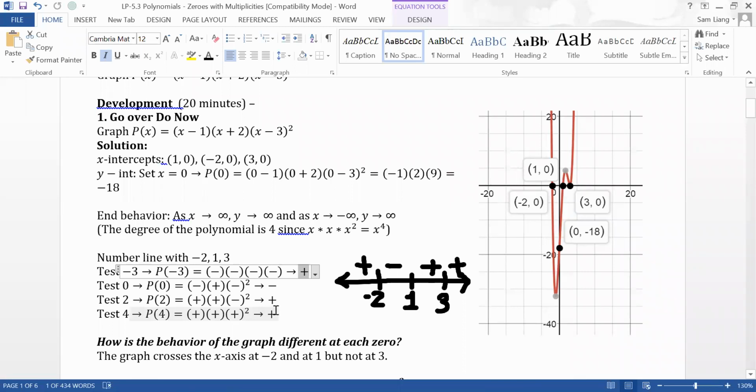positive number. Okay, so for the sake of your graph, with all this information that we have examined, we will plot the x-intercepts, negative 2, 1, and 3, which are here. And then the y-intercept is negative 18, which is here. And then the end behavior, we know that it goes to positive infinity in both directions. And then it's positive, negative, positive, and positive.